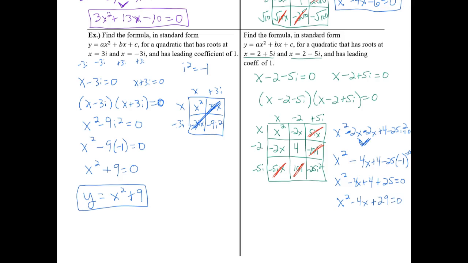Now we want to write it in the form y equals that quadratic that we found. And there you have it. If we were to solve this for the x-intercepts or the roots of that quadratic equation, we should get 2 plus 5i and 2 minus 5i. There you have it. So essentially we're just working that solving in the reverse order to get back to the equation that you would have started with.